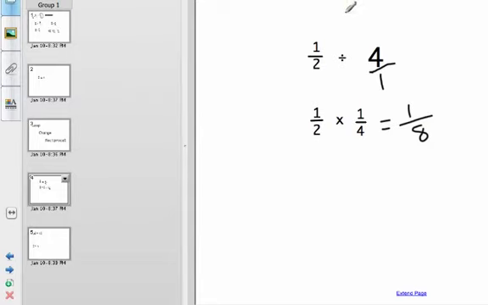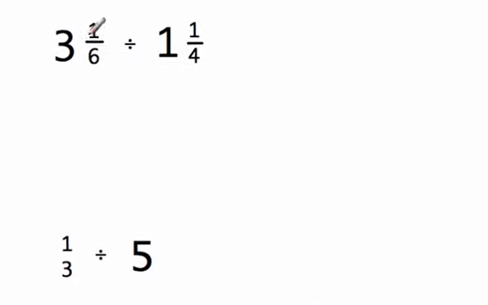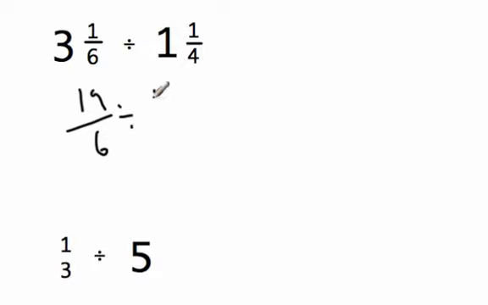Just to look at a couple more examples of this, if I had 2 mixed fractions, I'd first make them improper. So this will be 19/6, 3 1/6, and this one will be 5/4. And then once I do this, we do keep, change, reciprocal. So keep the 19/6, keep that first fraction the same. Change division to multiplication. And then we're going to flip 5/4, or take the reciprocal. So we get 4/5.